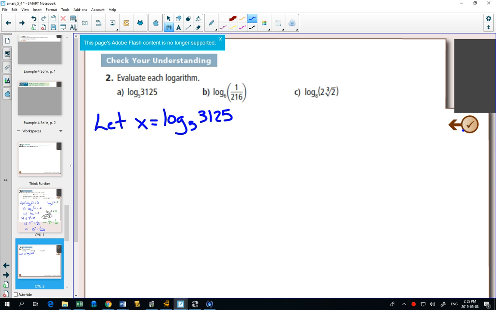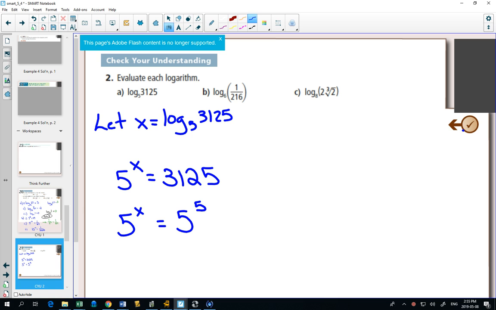Then if I change this from log form to exponential form, this equation is the same thing as saying the base is 5, the exponent is x, equals 3125. And I don't think I put 3125 on your powers chart for 5. I think I went up to 625. But if you went one more, 3125 could be written as a power of 5. It's 5 to the 5.